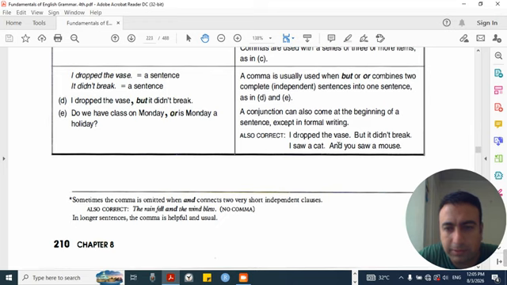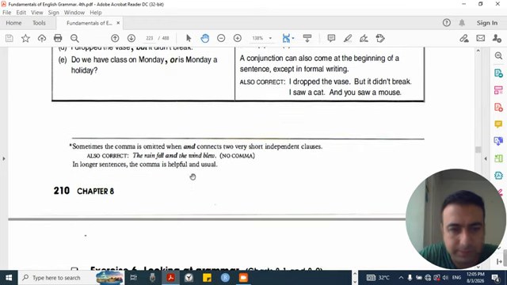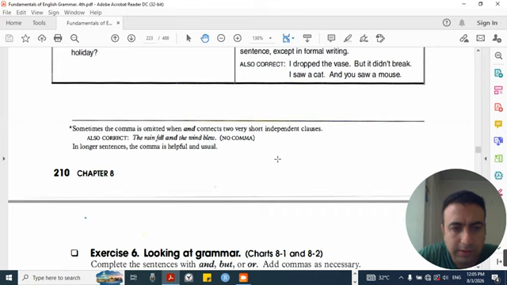Also correct. I dropped the vase. But it didn't break. Sometimes the comma is omitted when and connects two very short independent clauses. Also correct. The rain fell and the wind blew. No comma. In longer sentences, the comma is helpful and useful.